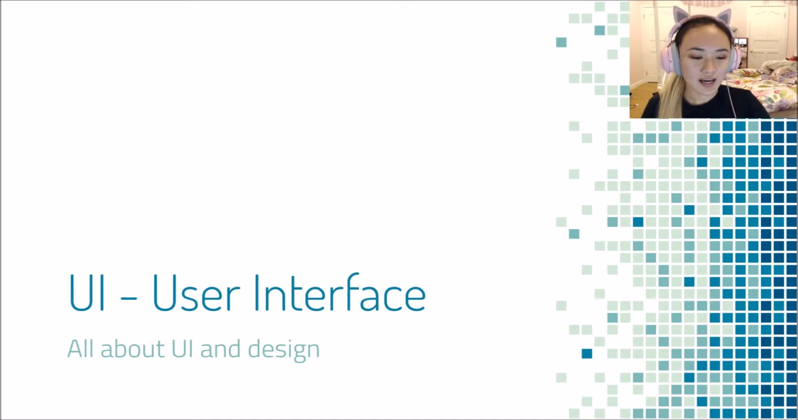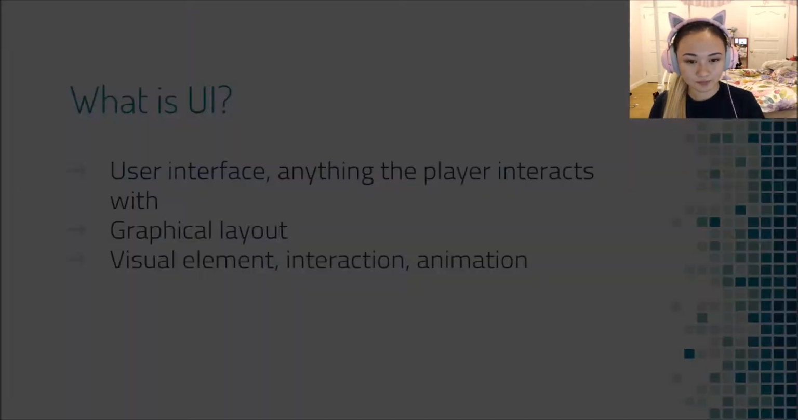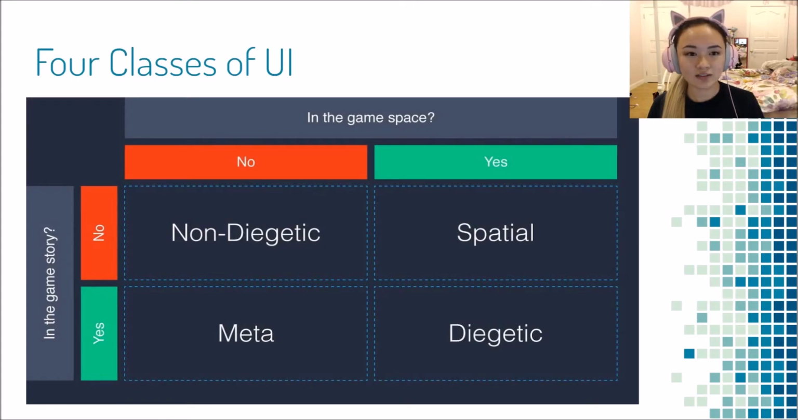So, UI, or user interface, all about UI and design. What is UI? UI is user interface, or anything the player interacts with. It mainly covers the graphical layout of the game, but it muddies with general game design, which includes the visual elements, anything the player interacts with, and animation. There are 4 classes of UI that can be seen in the image here. It includes non-diegetic, spatial, meta, and diegetic.